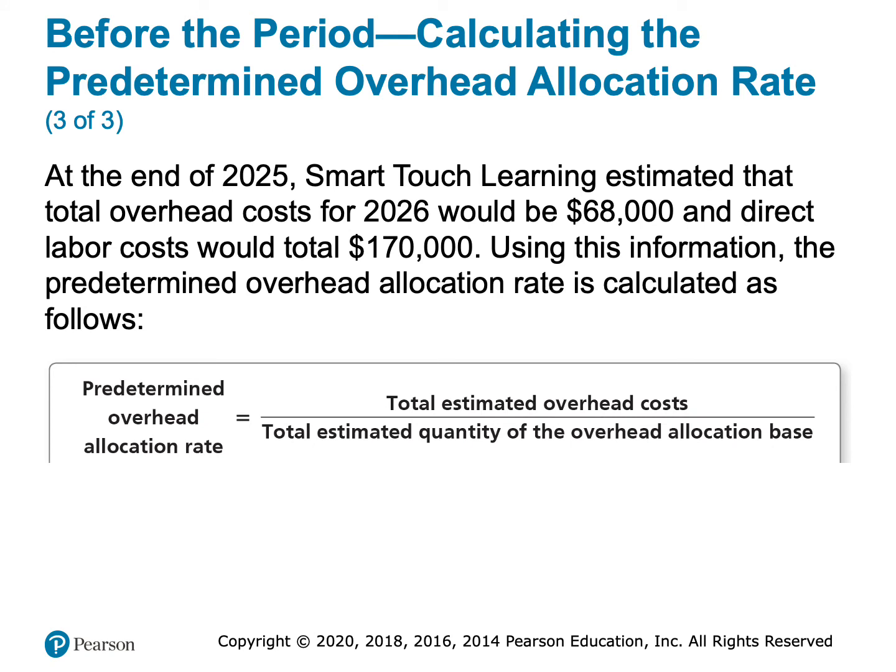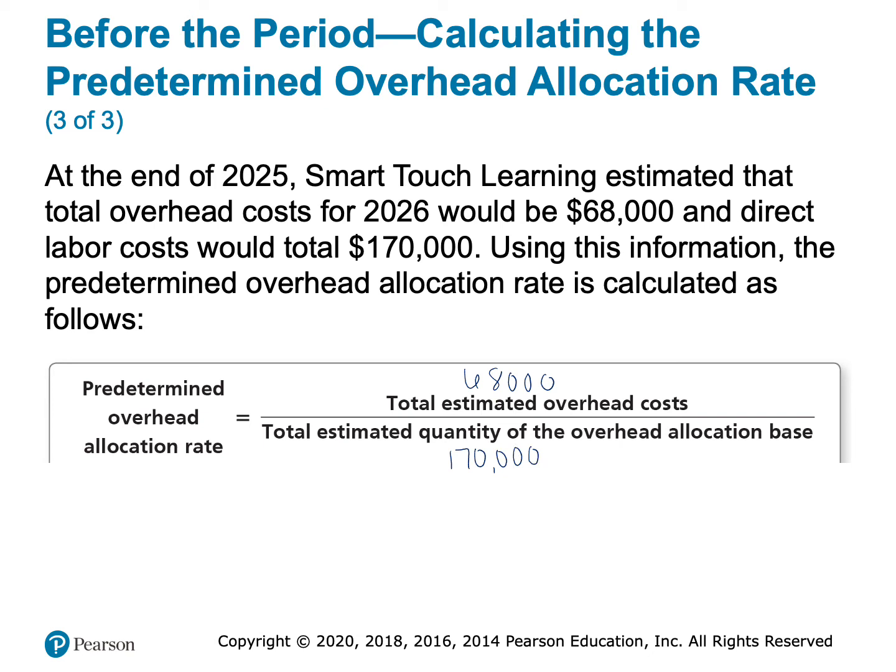So we're told that Smart Touch Learning is going to allocate their overhead on the basis of direct labor cost. Okay. So on the basis of direct labor cost, last year when they were doing the budget, they estimated that overhead for the entire year would be $68,000. So this 68,000 is our numerator here. And they estimated that they would use $170,000 of direct labor costs. So that's my denominator here.